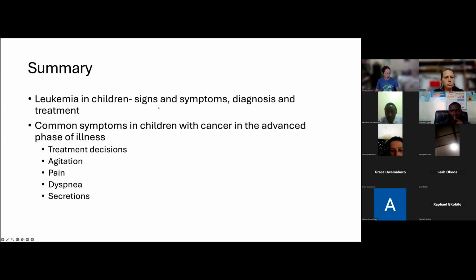So that's a summary. Sorry for going a little bit over time, Erin. We talked a lot about leukemia in children, about how we diagnose it and how we treat it, and really that we should focus on palliative care. And then we went through some of those symptoms that we see in children with advanced cancer and how we manage them. So I'll stop there and allow for questions.